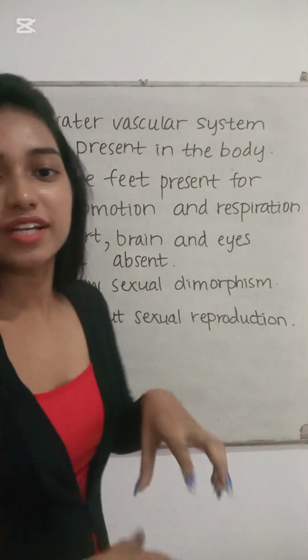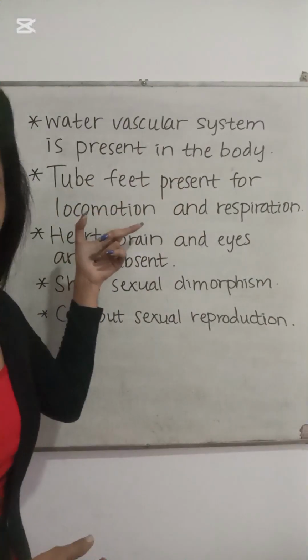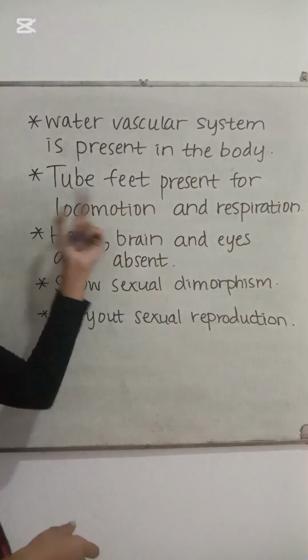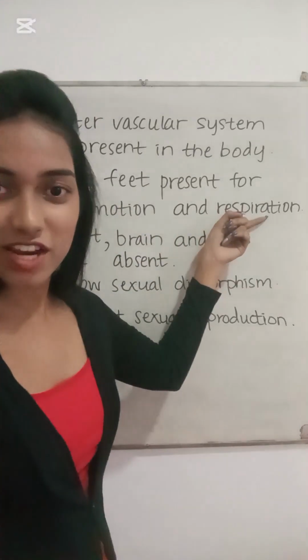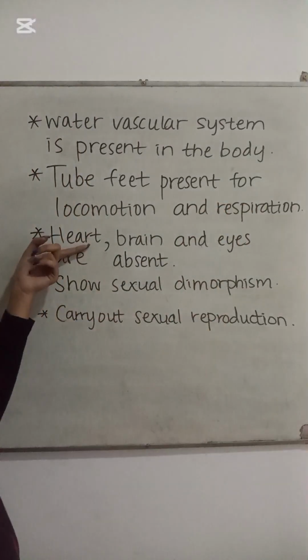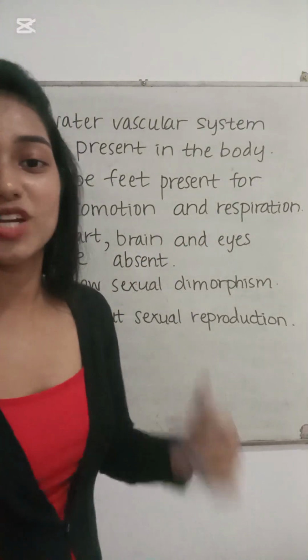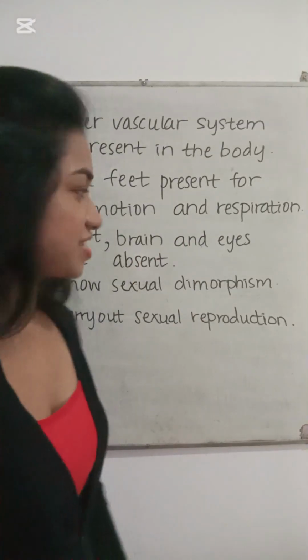So they have tube-like feet, and those feet are present for locomotion as well as for respiration. Remember that point. Their feet are present for locomotion as well as respiration. Then heart, brain and eyes are absent. That means they don't have a heart, they don't have a brain and they don't have eyes.